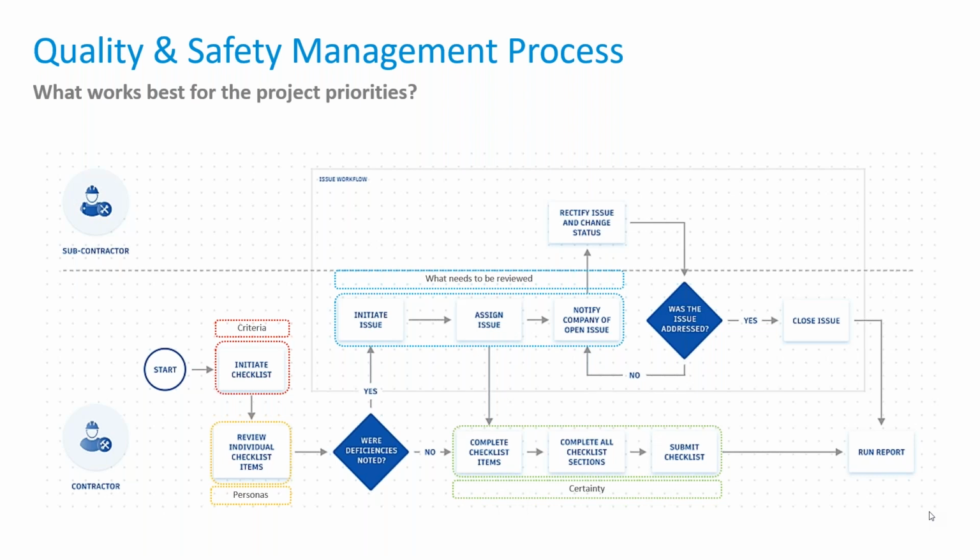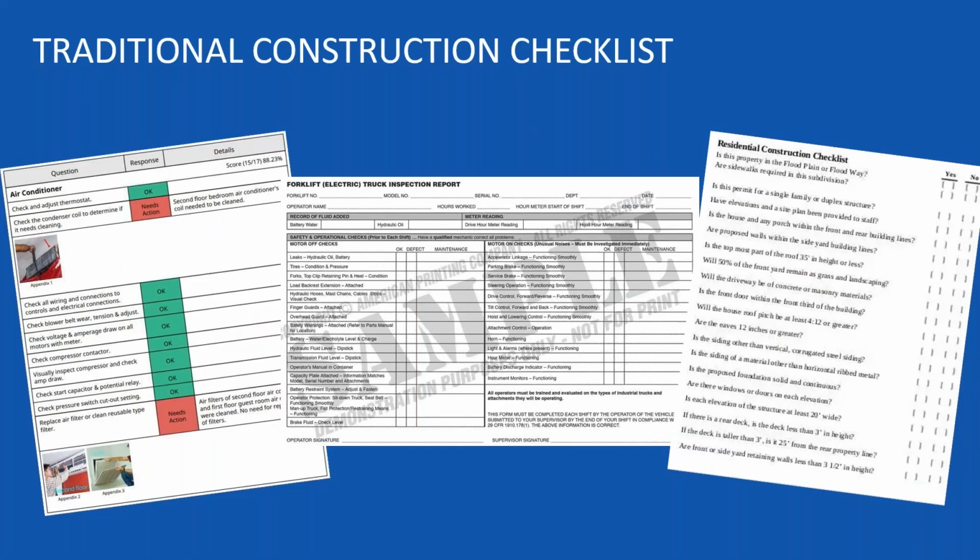So we will be seeing this complete workflow, how to carry it out, and how quickly you can change from the traditional method to the digitized method. Moving on to that, we have the traditional checklist, which is available in Word, PDF, or Excel.